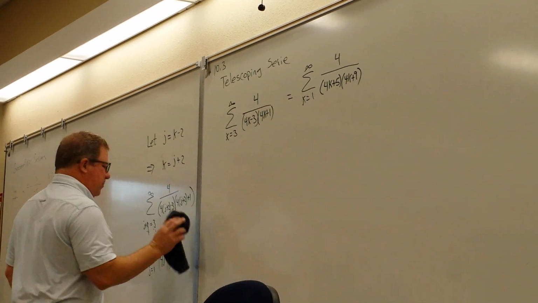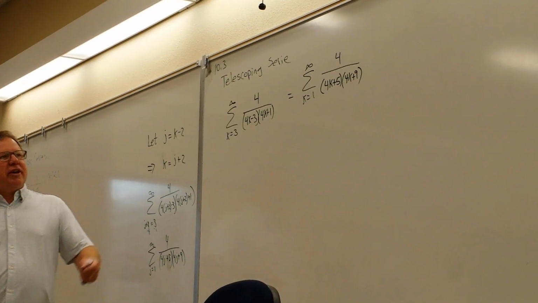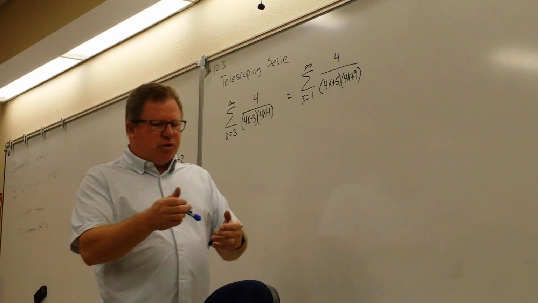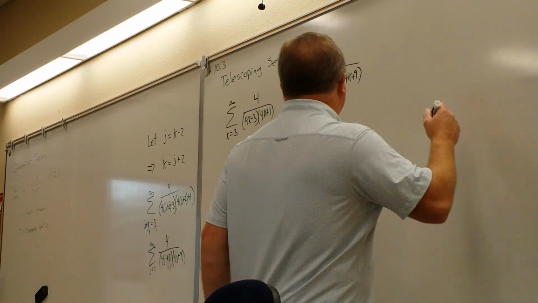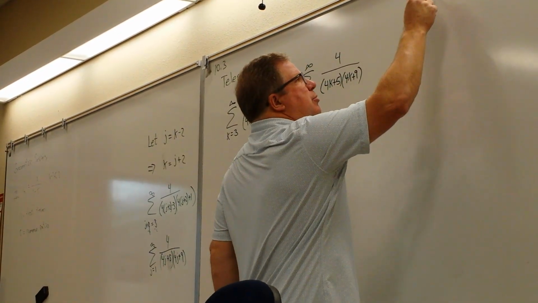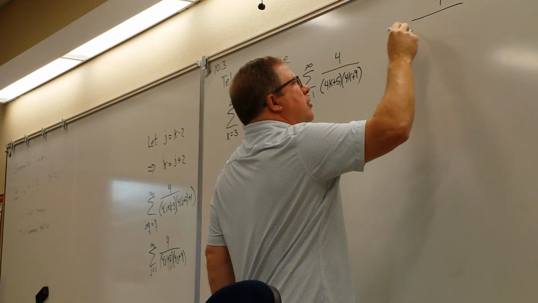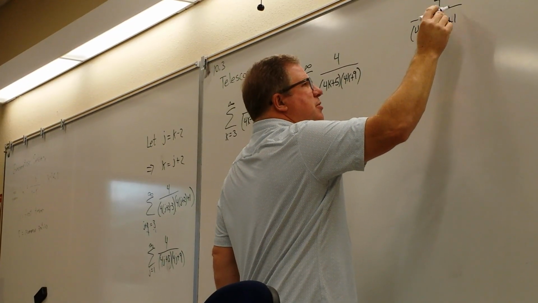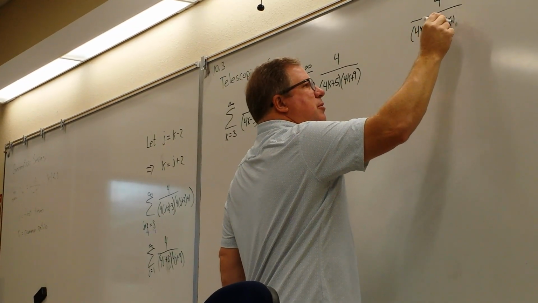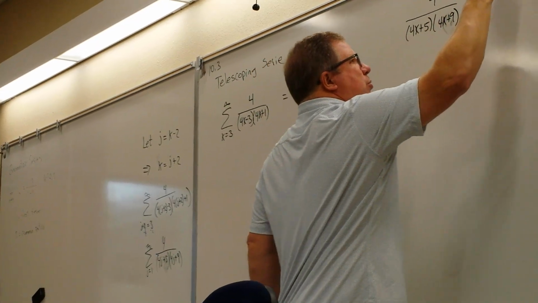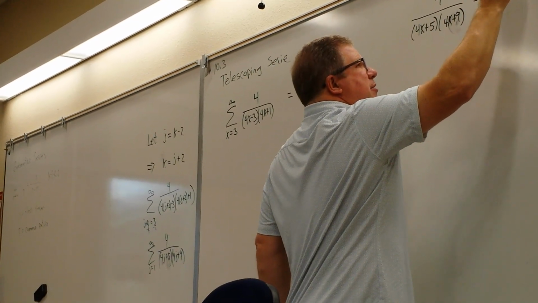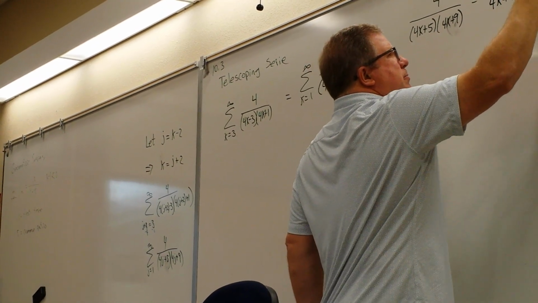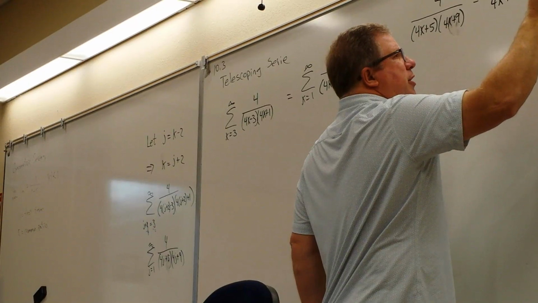All right, now we gotta get this split up into 2 terms that have a minus in there, a difference. So let's do our partial fraction decomposition. It's already factored for us. So we're gonna have 4 over (4k plus 5) times (4k plus 9) equals A over 4k plus 5 plus B over 4k plus 9.